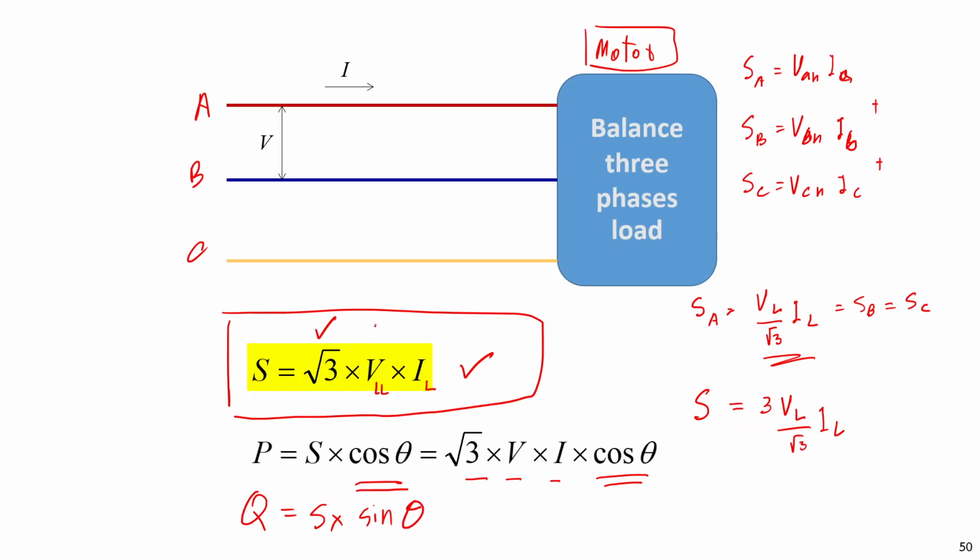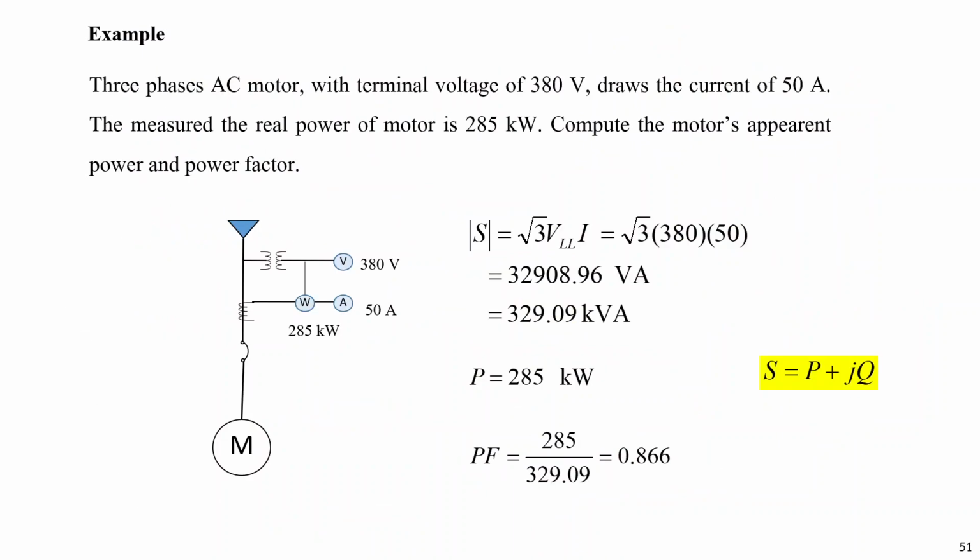So it depends on the phase shift between V and I also. Just similar to what we have done in single phase, but in this case, we will have square root 3 here, right? Square root 3 here for three-phase system. Okay, let's see this example.